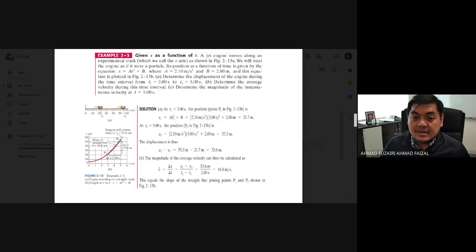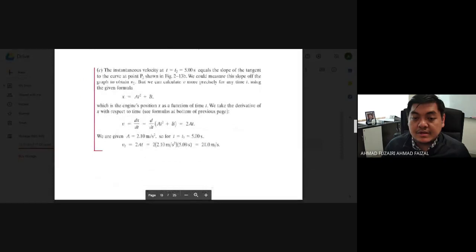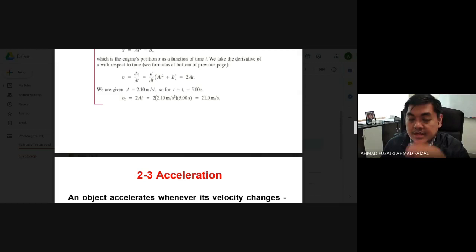Let's say the last question asks you to determine the magnitude of the instantaneous velocity at time t equals 5 seconds. Let's look at what will happen. x equals a t squared plus b. Therefore, we differentiate the position against time, dx over dt, in order to get v. You will get 2at. Then you substitute the value t equals 5 into this t, in order to get 21 meters per second. So please remember, that is the average velocity, sorry, average velocity and instantaneous velocity.